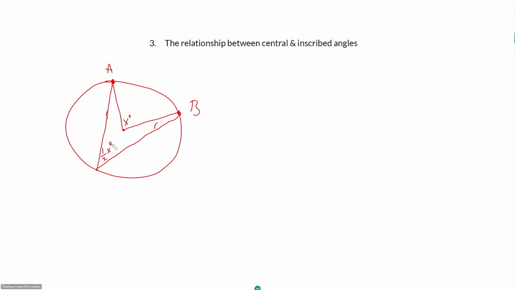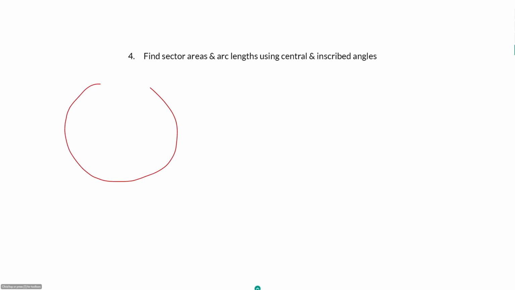Now, how do we use our central and inscribed angles? We use them to find sector areas and arc lengths. And so which angle is the important one? It is the central angle that is going to determine your sector areas and your arc lengths. So a sector area, we have a central angle here, forms this sector here, this pie wedge.